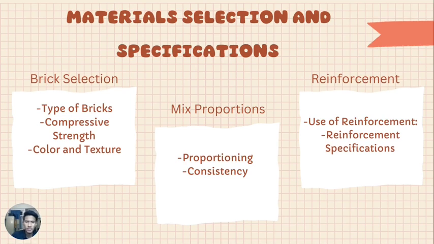So for mix proportioning, specify the proportion of cement, lime, and sand in the mortar. And also consistency. Define the desired consistency of the mortar, ranging from stiff to plastic, based on the specified needs of the project. And last one is reinforcement. Use of reinforcement. Determine whether additional reinforcement such as vertical and horizontal steel bar or mesh is required to enhance the tensile strength and ductility of the brick masonry. And also reinforcement specification. Provide specification for the type, size, and placement of reinforcement, ensuring compliance with design requirements.